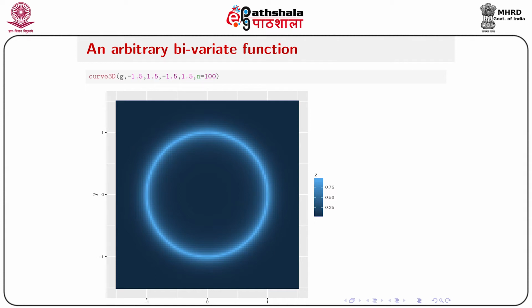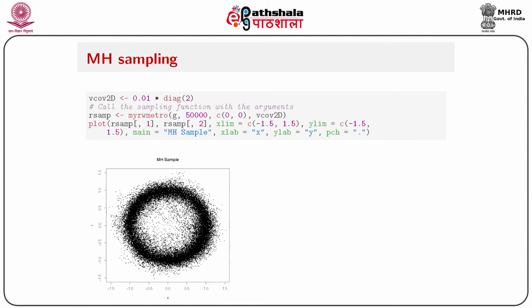And now let's apply the random walk Metropolis-Hastings algorithm to generate a sample from this density, I mean this function. Here is the example. Say the variance-covariance matrix in 2D is 0.1 on the diagonal. Then r_sample equals my RW Metropolis function, where g is the target function, then 50,000 samples, initial values are 0 and 0, and the variance-covariance matrix is the 2D one. That will give you the sample. If you just plot it through the plot function, you will see it is quite similar to the previous plot that we have seen.